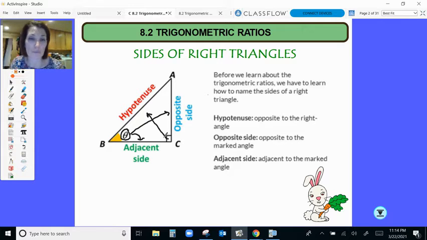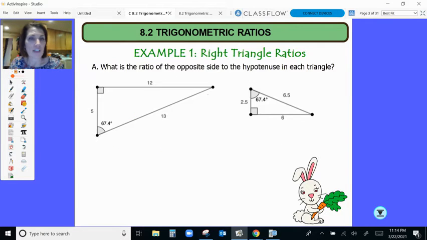So don't confuse that with the opposite side from the angle. Whatever angle we are dealing with, there's my opposite side from the angle, my adjacent side, and then my hypotenuse, which is the longest side of the triangle. Okay. All right. So now we have those parts.